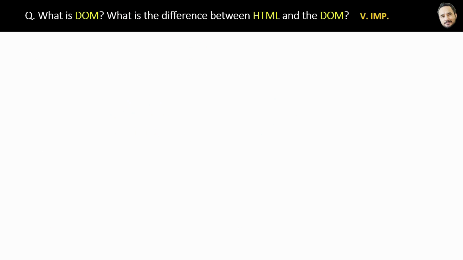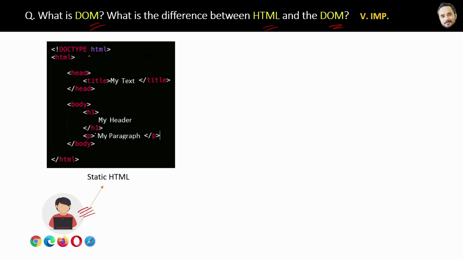What is the DOM? What is the difference between HTML and the DOM? Very good and very important question. Let's try to understand with the help of an example. Suppose you are a user and you open the browser and open one website. And here is the static code of that website. This is HTML, right? You can read it and this is for you to code and manipulate.